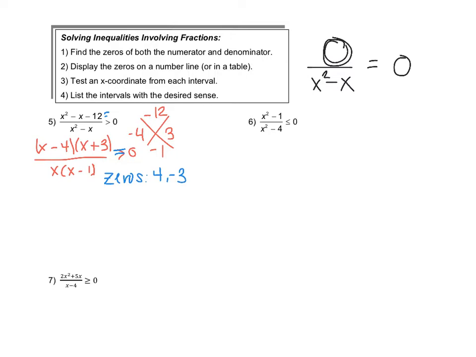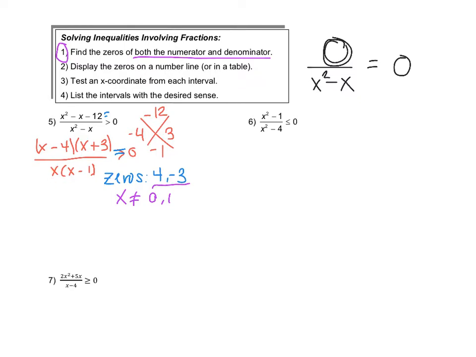So I need the zeros, and this step 1 up here says find the zeros of both the numerator and the denominator. I have the zeros of the numerator. The zeros of the denominator are basically what x can't equal, because I have to remove those from my domain when I plot my points on the number line to use the test point method. So x cannot be 0 or 1, and that's coming from this denominator.